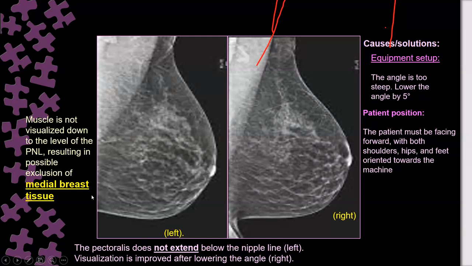So this can just be adjusted. Equipment setup might be just due to the angle. They can decrease the angle by 5 degrees, and it might result in this one. You see how it needs dedicated persons to do that. Not everyone can do it. Related to patient positioning, the patient must be facing forward with both shoulders, hips, and feet oriented toward the machine.